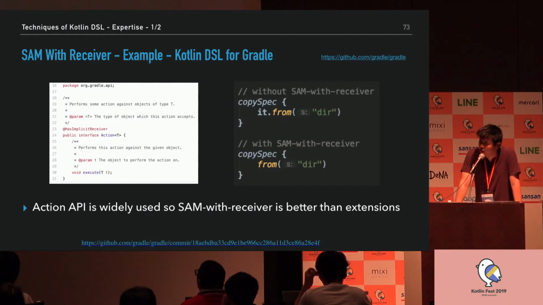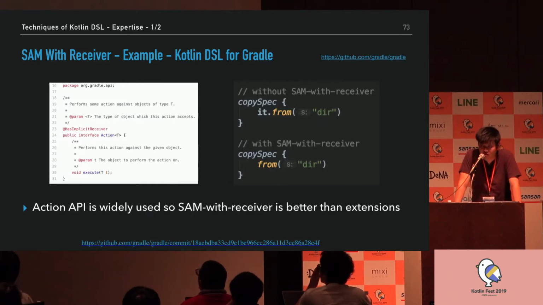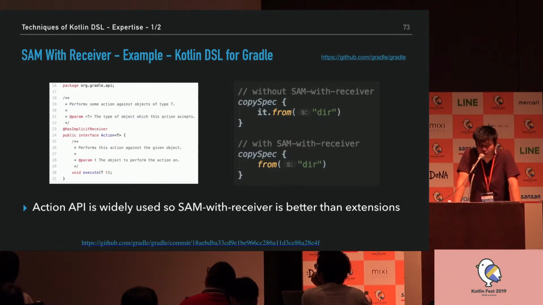Gradle's action API is heavily and widely used, so the extension method workaround is not realistic. In Groovy, a closure will resolve a receiver based on the resolution strategy, so there is no problem in Groovy. But Kotlin cannot do it, as you know. So the Gradle team controls the receiver issue with the "with receiver" plugin.